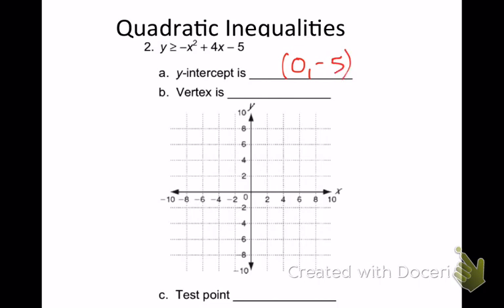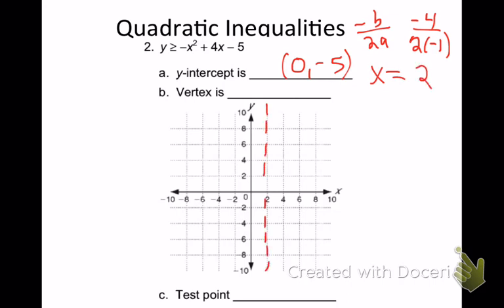I can find the vertex. Joe Daniels, how do I find the vertex? Negative b over 2a, right? So I have negative 4 over 2 times negative 1. What does that get me for my axis of symmetry? x equals 2. That's my axis of symmetry right there, x equals 2.